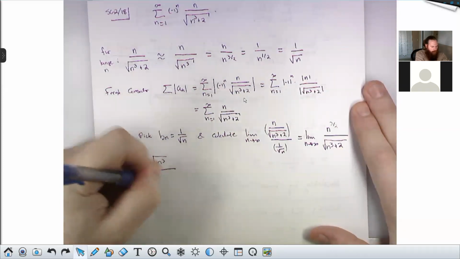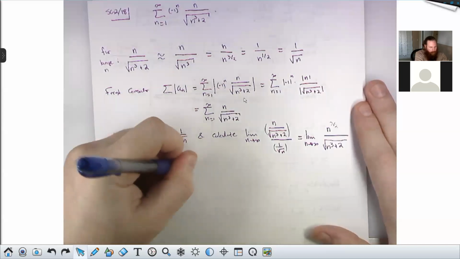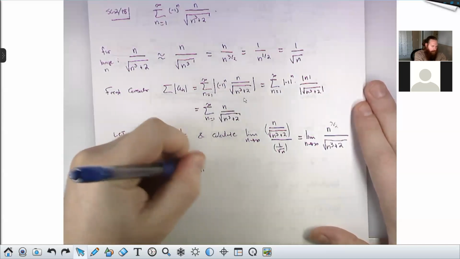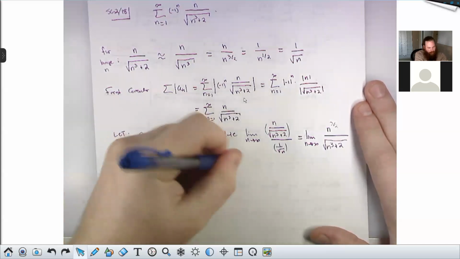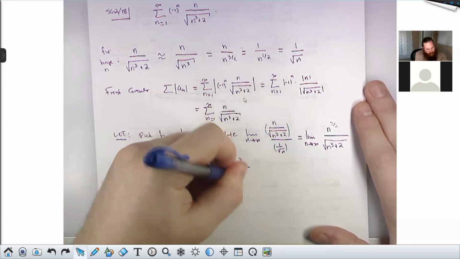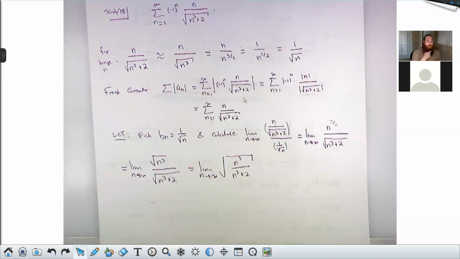So I have the square root of n cubed over the square root of n cubed plus 2. The limit comparison here is really not bad. I write that as a single big square root with n cubed over n cubed plus 2 inside. And then n cubed over n cubed plus 2, the inside of this square root goes to 1. You could renormalize if you want to, but again, we should be good at this stuff by now.